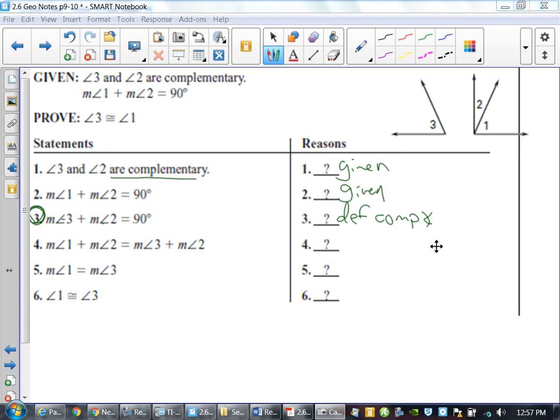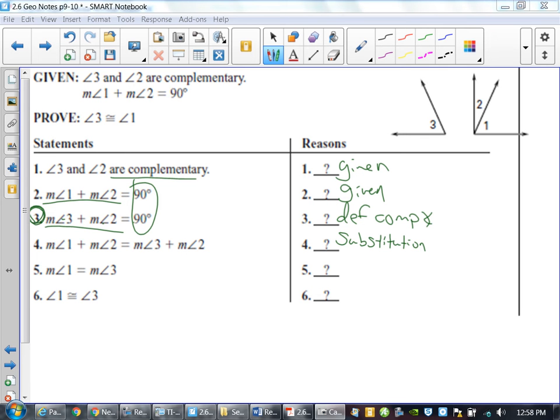Now, you have two things that are equal to the same thing, which means that they're equal to each other via what? When two things equal the same thing, they equal each other. Would it be definition of congruence? Definition of congruence is when we're switching from equal to congruency. I keep missing one. Substitution. This is that substitution step again. Substitution is when two things equal the same thing, they equal each other. Since these two things both equaled 90, they have to equal each other. That's all that means.